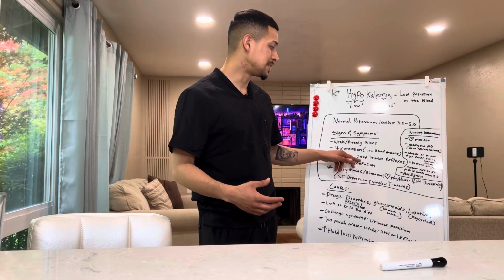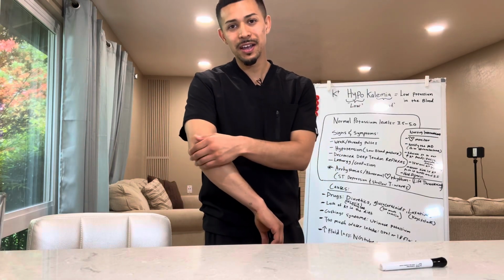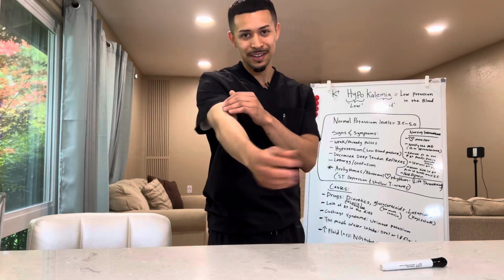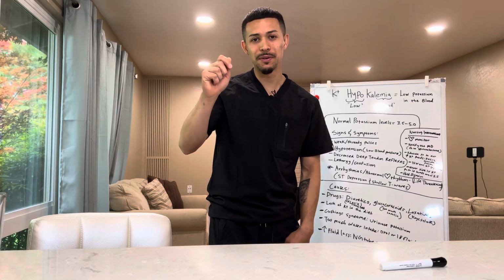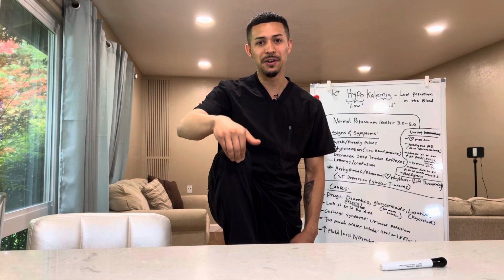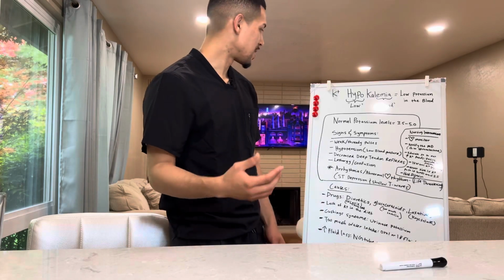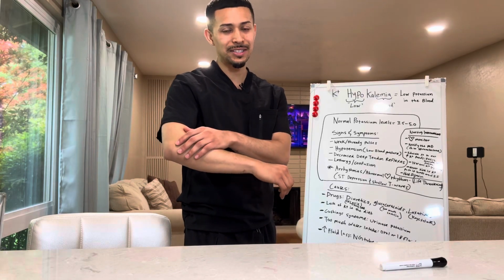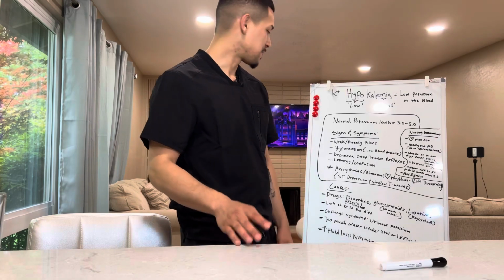Another one is decreased deep tendon reflexes. What does that mean? Have you ever hit your funny bone, your elbow against something hard, and you notice that it reflexes that way? Or when the doctor comes with a little mallet and he hits you right here in your knee and your leg goes like this, it kicks out. Those are your deep tendon reflexes. So when you have hypokalemia, those reflexes aren't as obvious. You don't do this as much, okay?